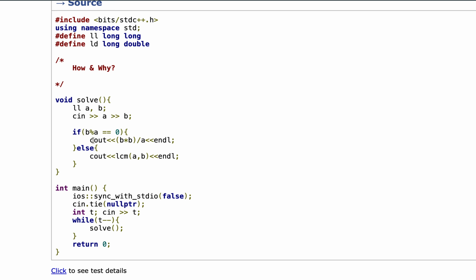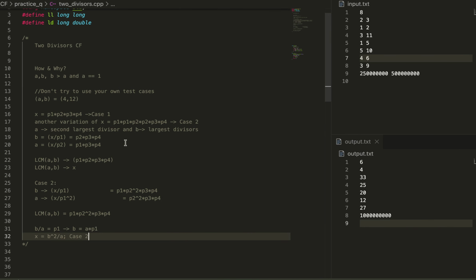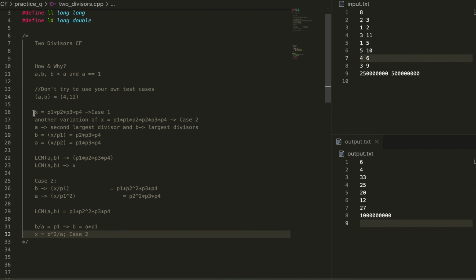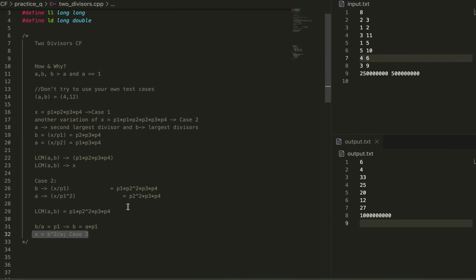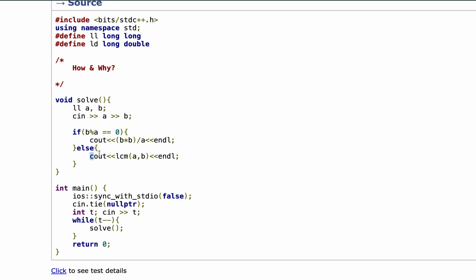We are actually going to see this solution. So as we discussed, when this case is going to happen and when this case is going to happen, we have already seen: we have to figure out when x is going to look like this and when x is going to look like this. It is as simple as that. Now the condition there is, if p mod a is equal to 0, that means this is a certain condition, we figured it out. Then we are going to return whatever we figured out here, that's b square by a. Or else we are going to simply return the LCM.